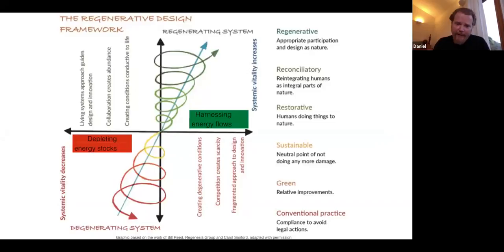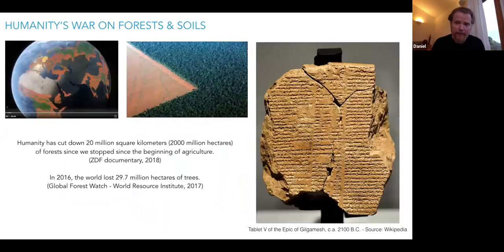So briefly, moving from green to sustainable means moving to the point where we don't have a negative impact anymore. If we move to restorative, we might still do restoration in a way of forcing designs on nature. So only once we reconcile our relationship with nature will we be able to design as nature.